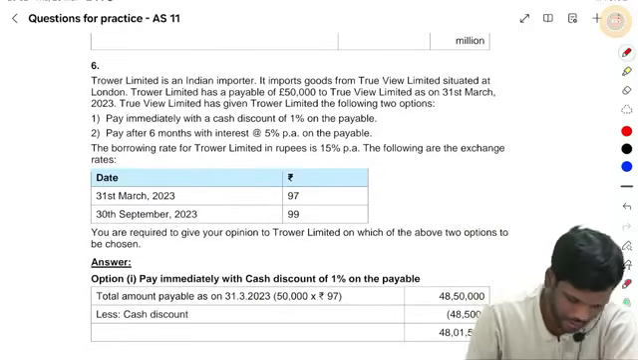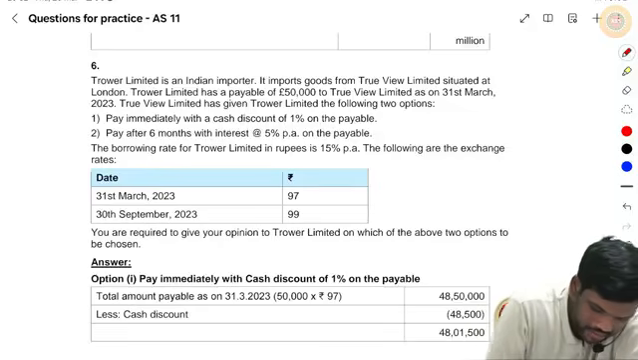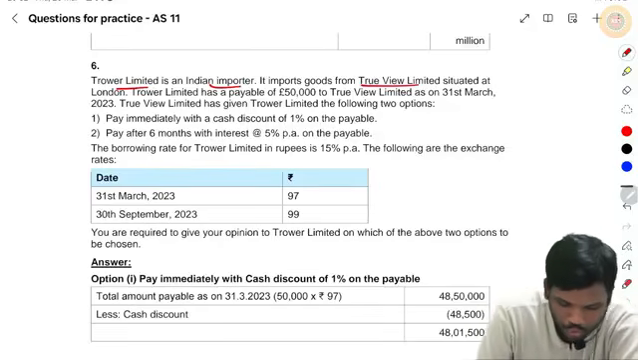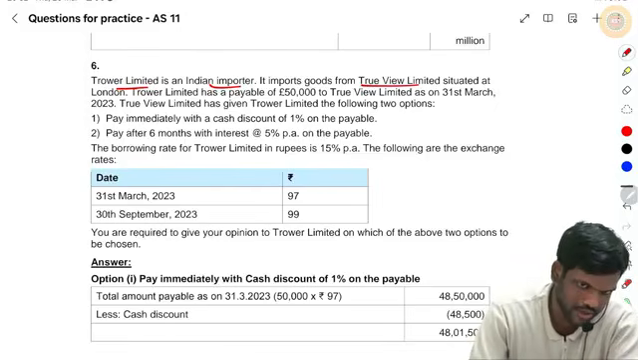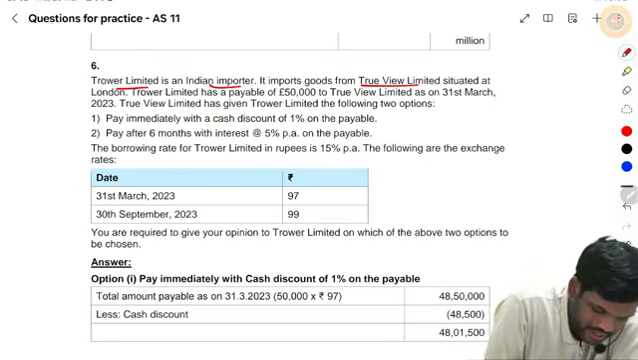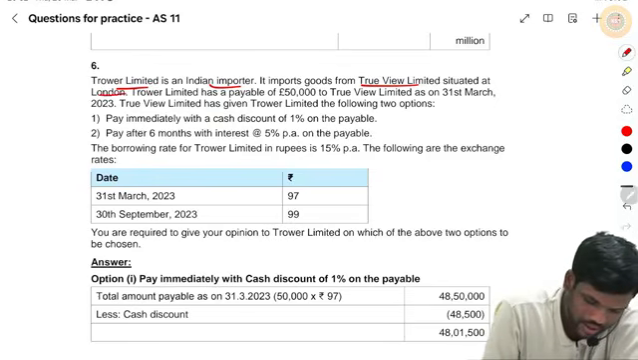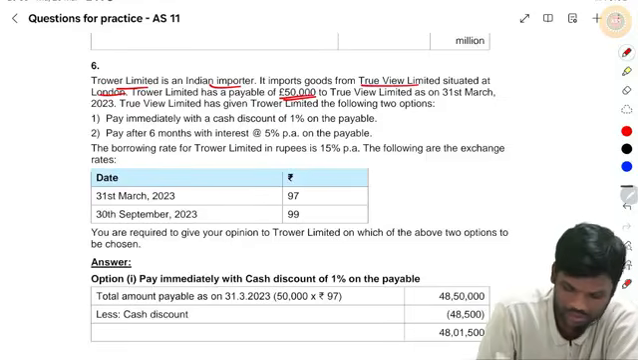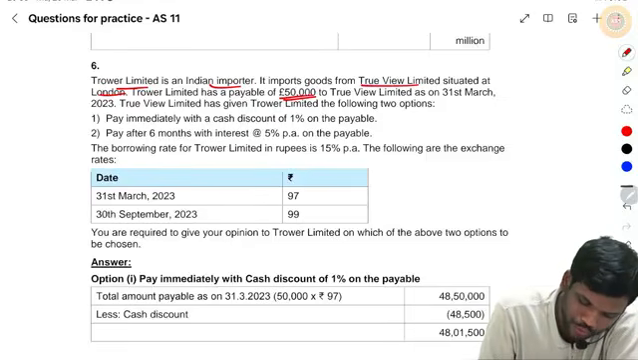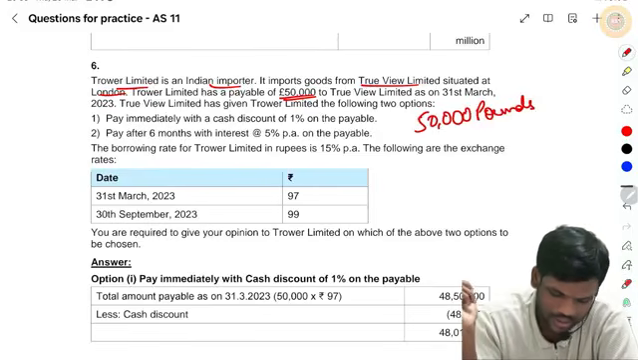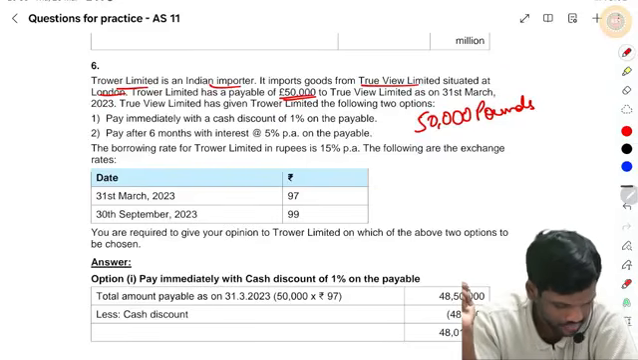Sixth question. Trevor Limited is an Indian importer. It imports goods from TrueView Limited, situated in London. So there is a company called Trevor Limited importing goods from TrueView. Trevor Limited has a payable of 50,000 pounds. Trevor Limited has to pay TrueView 50,000 pounds as on 31st March 2023.